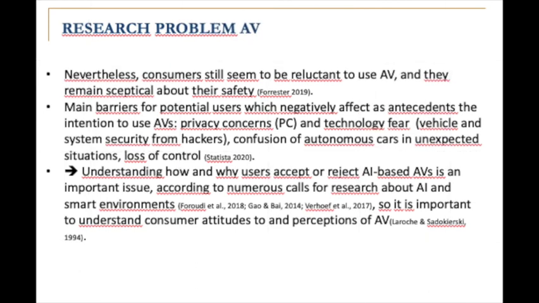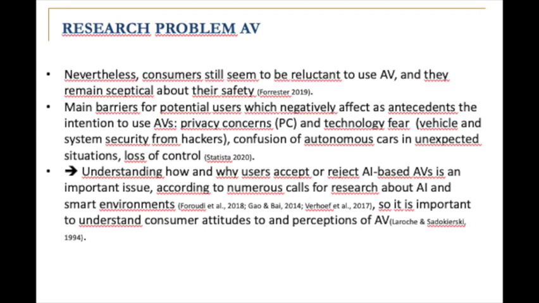Or to show you another example, we take again the example about autonomous cars, autonomous vehicles. The research gap and research problem is that consumers still seem to be reluctant to use autonomous cars and they remain skeptical about the safety. The main barriers for potential users, which negatively affect as antecedents the intention to use autonomous cars, are privacy concerns and technology fear, confusion of autonomous cars in unexpected situations, and loss of control. So these are the gaps identified in the literature.